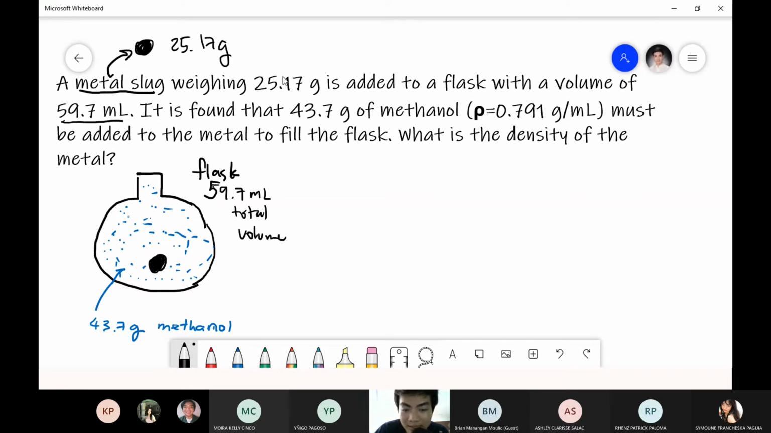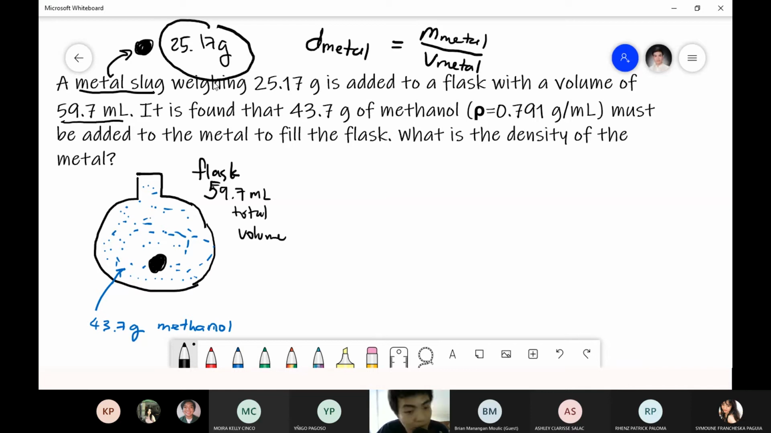Ang gusto natin ay density ng metal. Density ng metal equals mass ng metal over volume ng metal. Okay na yung mass. Ito na yun, no? 25.17. Pero yung volume, paano kaya? You may ask. So, pag gusto mo kunin yung volume ng metal, punta tayo dito sa illustration natin.